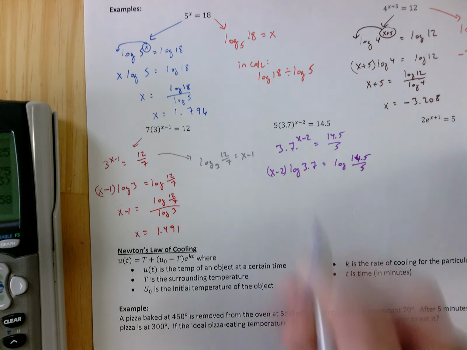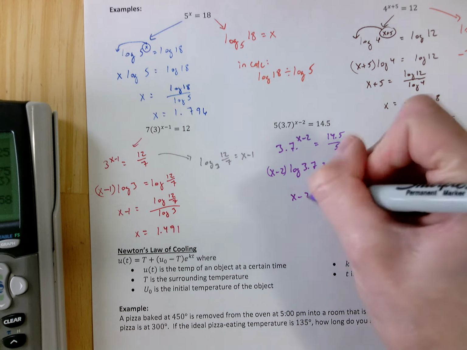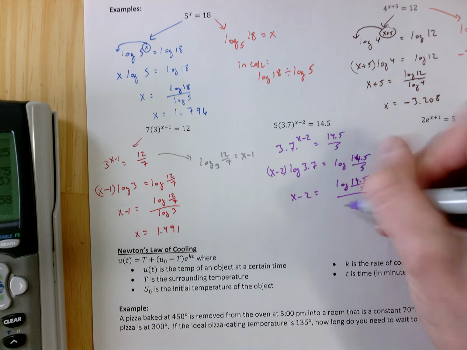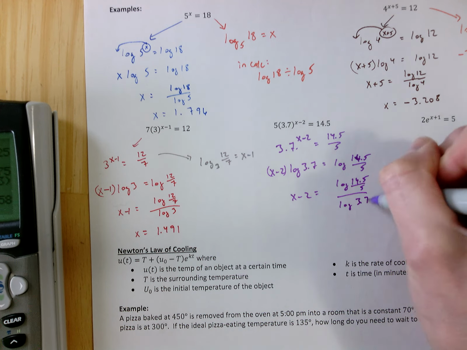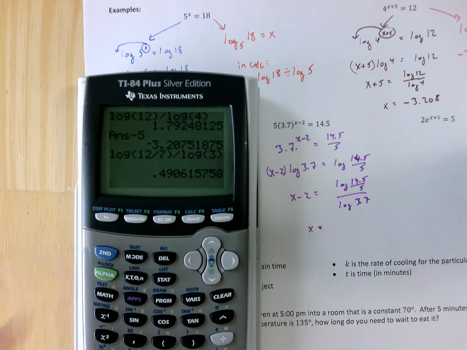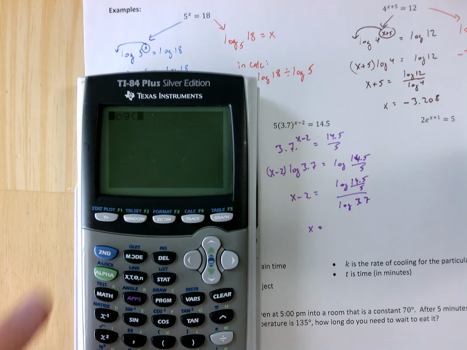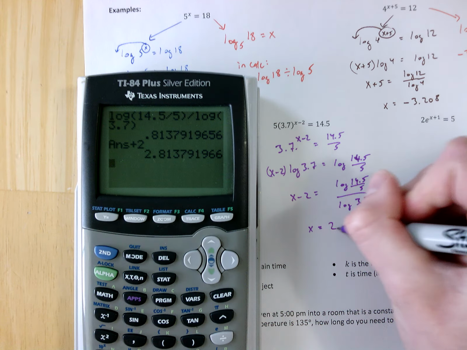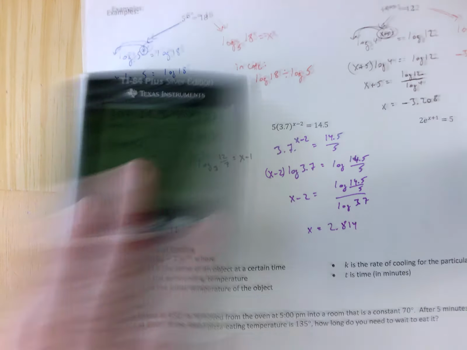Okay. Divide both sides by that. So I'm going to have log of 14.5 over 5 divided by the log of 3.7. Okay, and then I'm going to my lovely calculator. So log of 14.5 divided by 5 divided by the log of 3.7. Make sure you watch out for your parentheses. And then, of course, I'll add 2 to that, and it's 2.814.